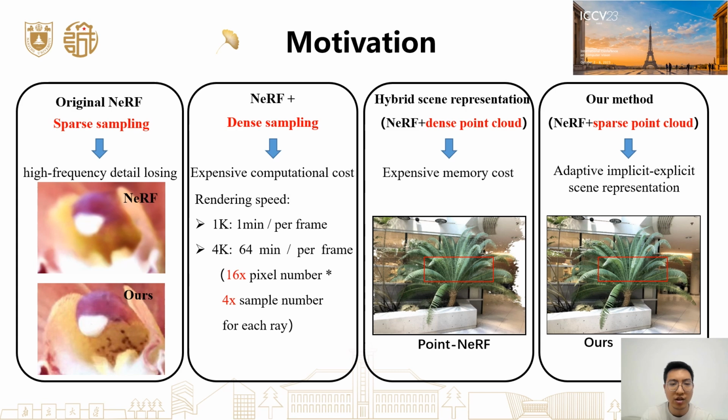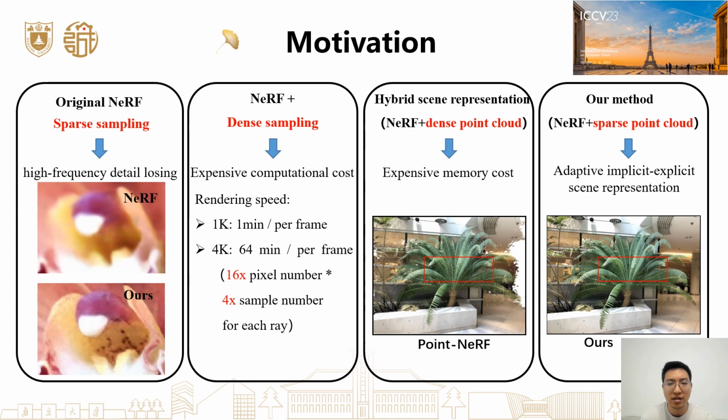A straightforward solution is to use dense sampling. While theoretically feasible, it raises another problem. Specifically, rendering a 1K image with NeRF takes around 1 minute. In the case of 4K rendering, the computational cost increases at least 16-fold, which means it would take at least an hour to render a single image. This is clearly unacceptable.